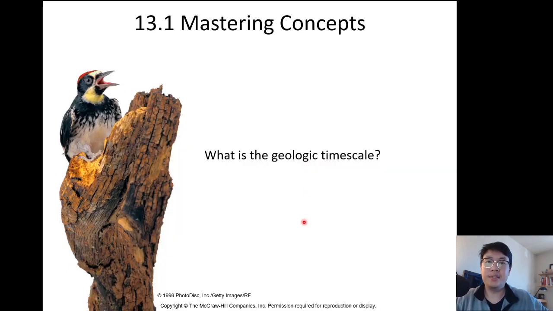So what is the geological time scale? Again, break the words down. If you see a word that you don't know on the exam, break the words down. What does geo mean? Logical? Logic? Again, biology? Logic? Logi? The study of. So geo, earth. Logic, study of. Pertaining to the study of Earth, timescale. Earth's timescale, so to speak.